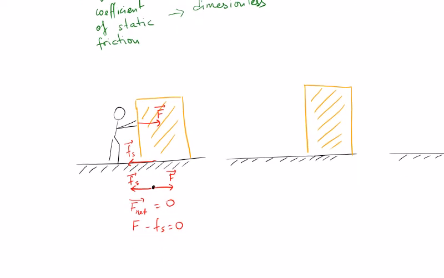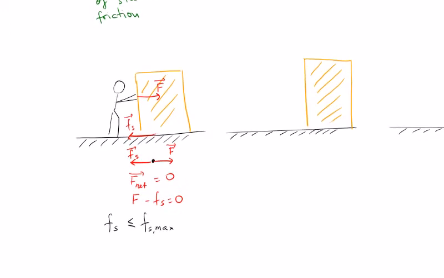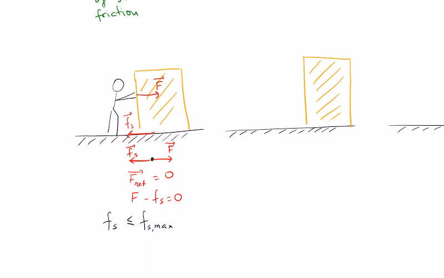This is the case when the static friction is less than or equal to the maximum static friction. There's a maximum value. This maximum value is usually represented with a normal force. I'll get back to that.